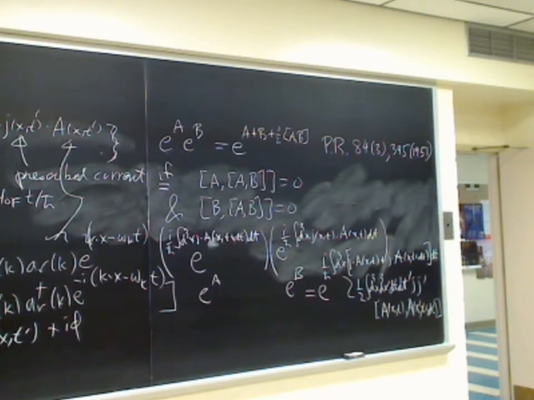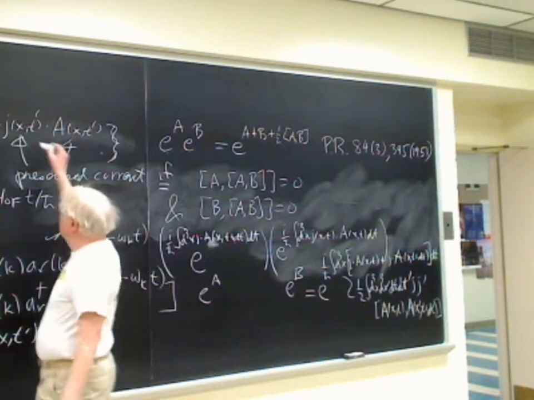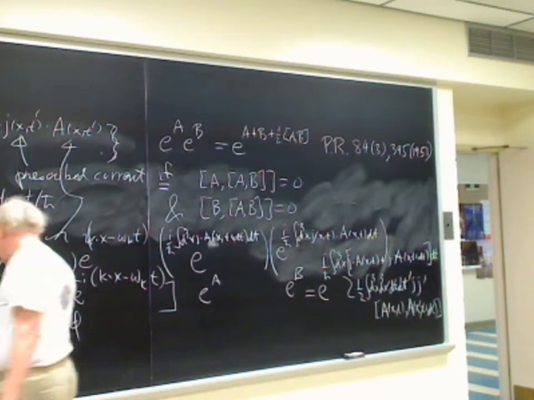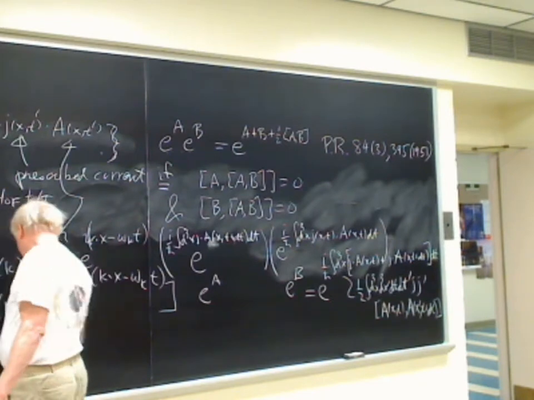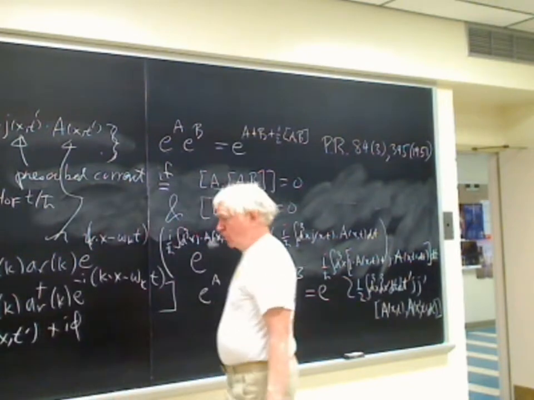And so, in other words, the S operator for prescribed current is the integral of J dot A plus the phase. And the phase is not physically important.